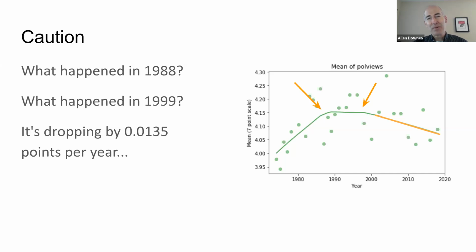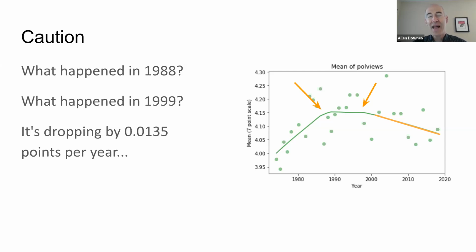So in this example, it looks like the line goes up and then levels off and then goes down. And it looks like there are clear inflection points in, let's say, 1988 and 1999. And then since 2000, it has been decreasing, and we could compute the slope of that line, and we might say that it's 0.0135 percentage points per year. I think all of those would be more precise than we really know. If we ask these questions or report those results, we're overinterpreting this.